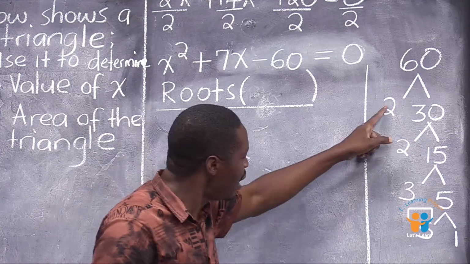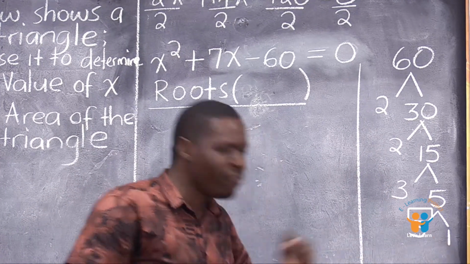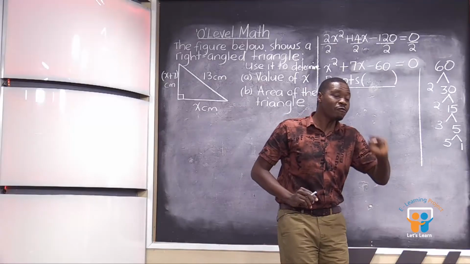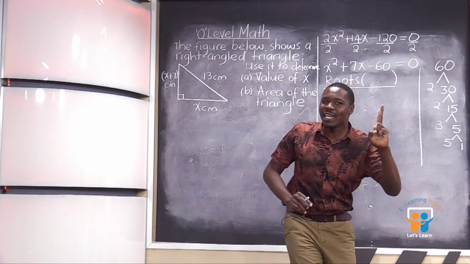Now we are having 1, 2, 3, 4, 5 numbers. But our interest is not 5 numbers. Our interest is only 2 numbers.